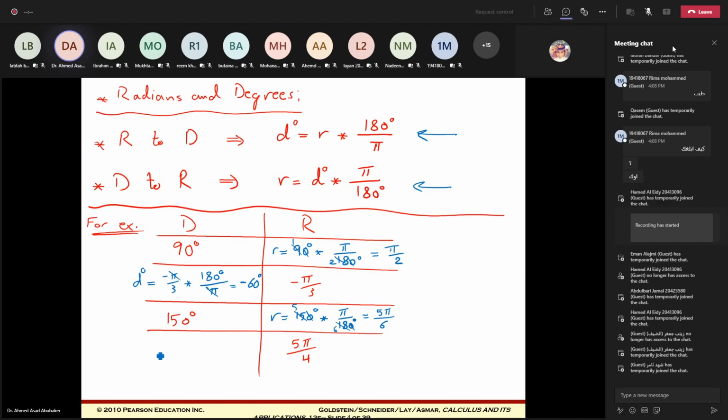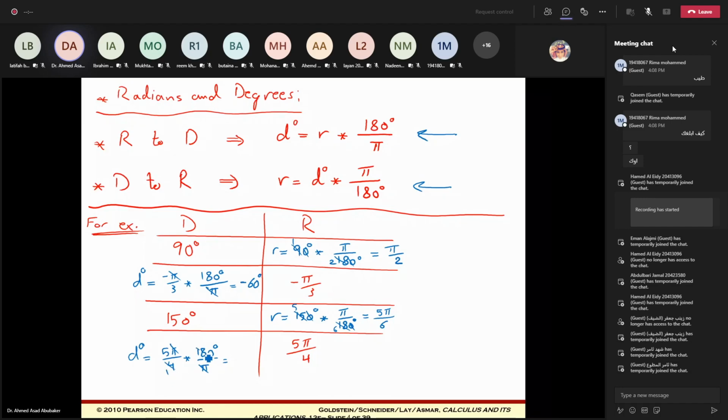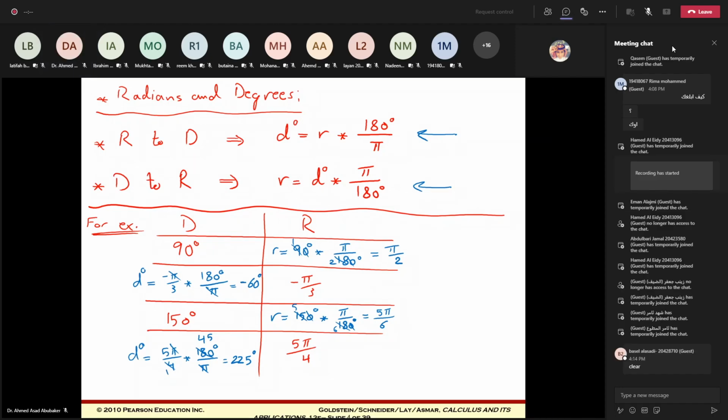Now we have 5 pi over 4. To convert to degree measure, 5 pi over 4 multiplied by 180 degrees over pi. Remove pi with pi. 180 over 4 is 45. 45 multiplied by 5 equals 225. So we have 225 degrees. Okay. Any question? Any question?